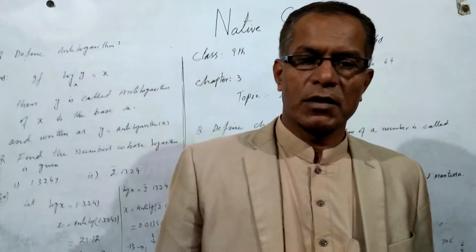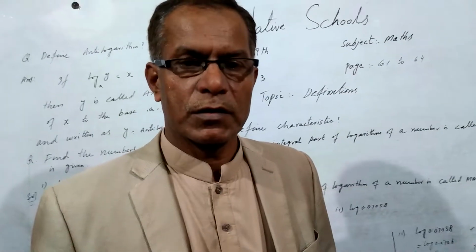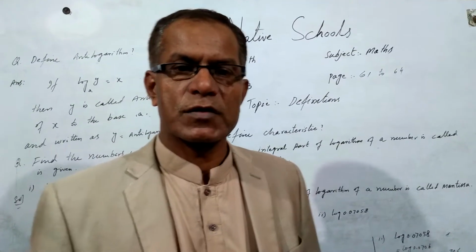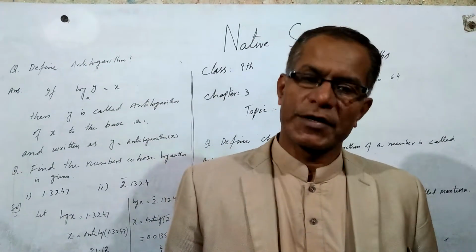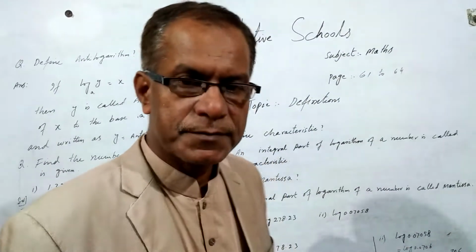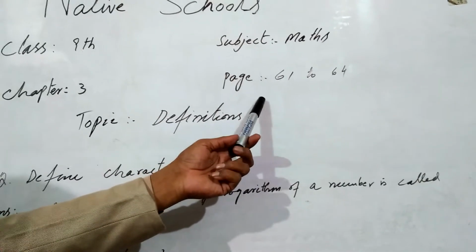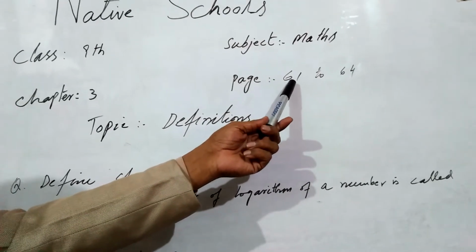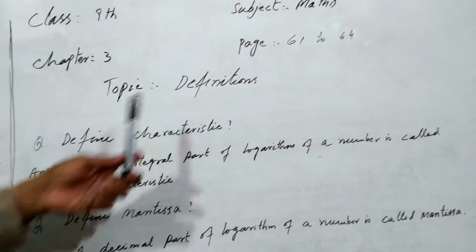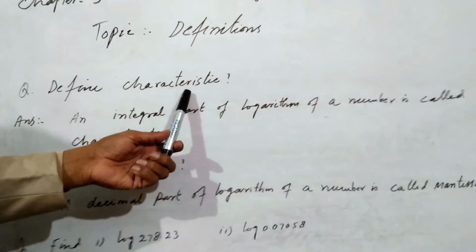Today we will learn some definitions of chapter number 3, whose name is logarithm. So let us start our lesson. These definitions are on page number 61 to 64. Our topic is definitions. First definition is define characteristic.